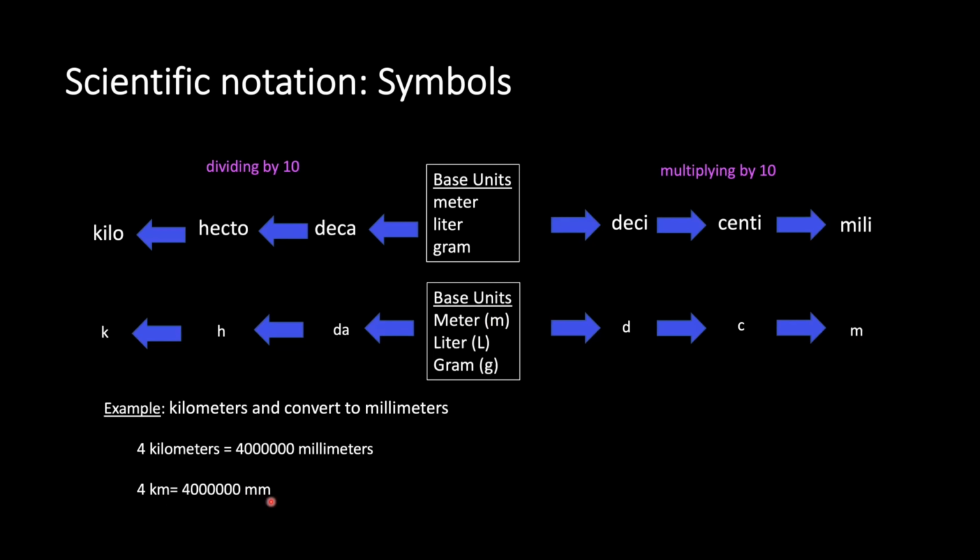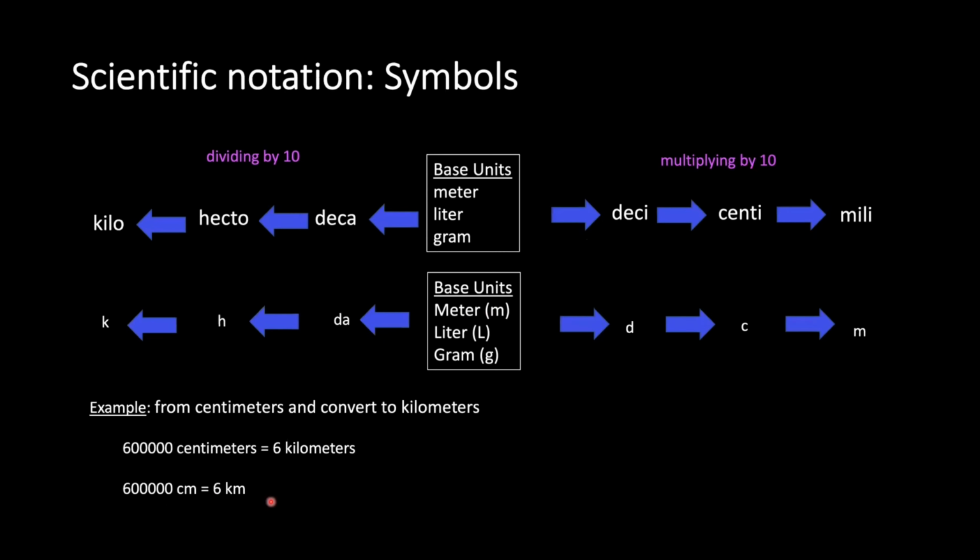Let's look at another example. We have 600,000 centimeters, and that goes to 6 kilometers. So for centimeters, centi is the lowercase c, meters is the m, so we put those together. Kilo, again, a lowercase k, and meters, again, a lowercase m. So we put those together for kilometers.